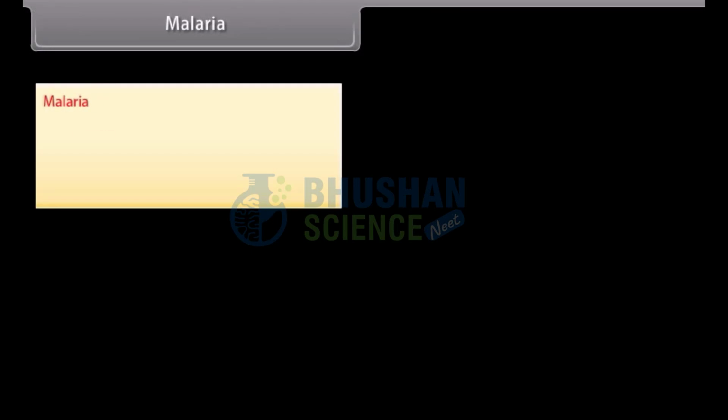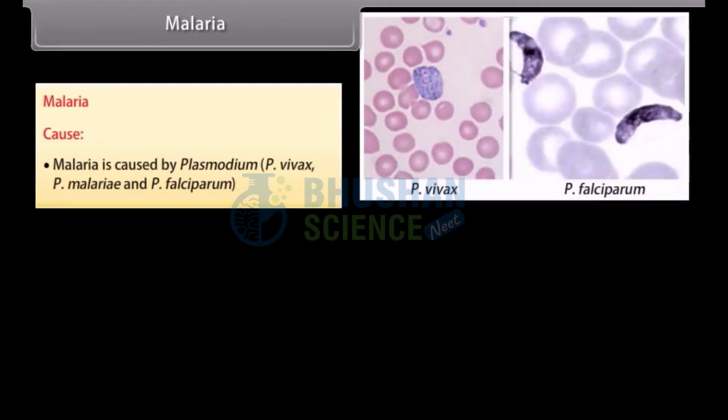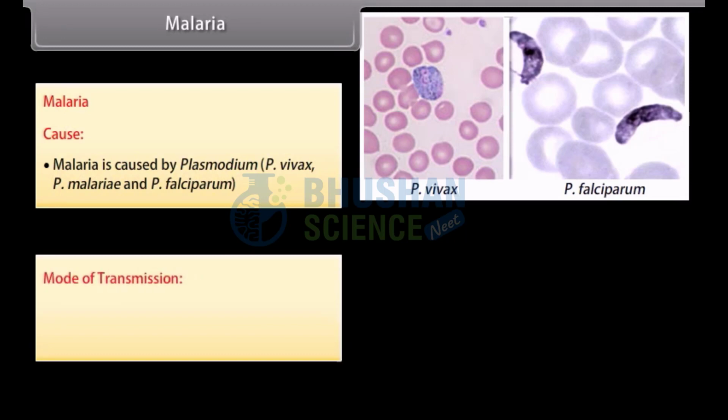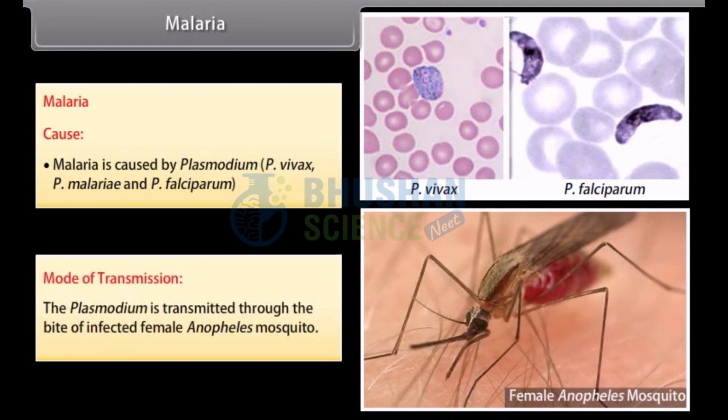Malaria. Cause. Malaria is caused by Plasmodium, P. vivax, P. malariae, and P. falciparum. Mode of transmission. The Plasmodium is transmitted through the bite of infected female Anopheles mosquito.